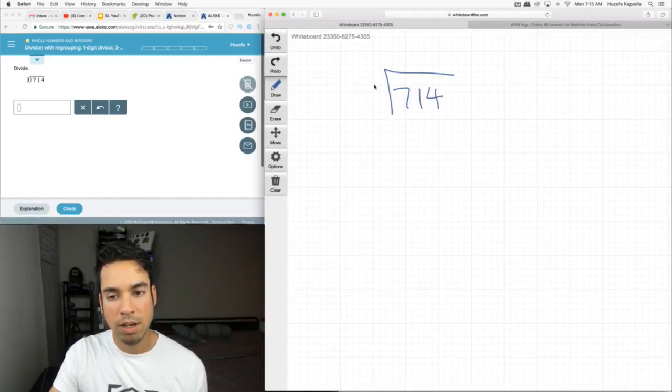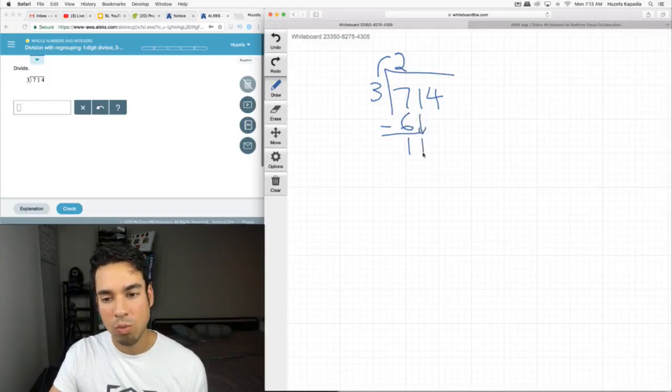714 divided by 3. 3 goes into 7 how many times? 2 times. So we place that 2 on top of the 7. Multiply down, 2 times 3 is 6. And then we subtract. 7 minus 6 is 1, bring down the 1.